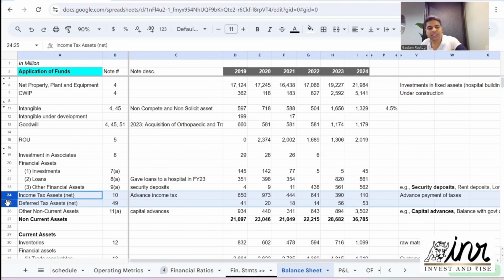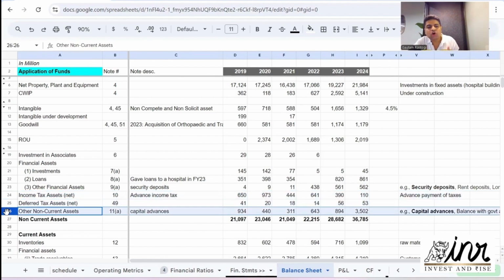Okay. So all these tax assets are for their India operations. This is a consolidated balance sheet, but tax is limited to India. So usually they pay advance income tax, and that advance payment of income tax appears as an asset on the asset side.